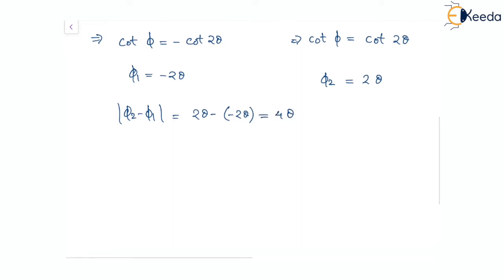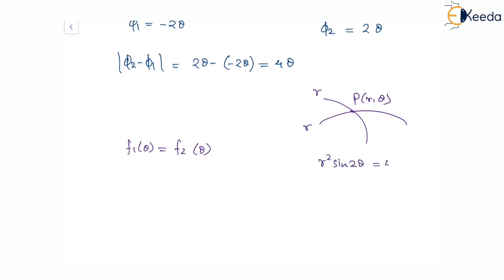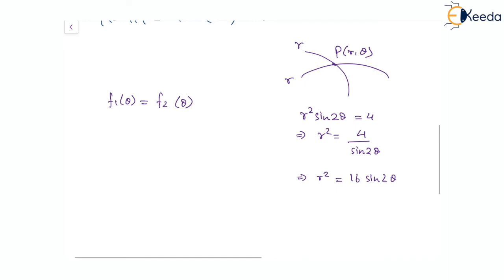And now we'll have to solve for theta. That is possible by finding the point of intersection of the two curves here. Let's say this is at r, theta. So f1 theta should be equal to f2 theta. That means starting from the curves provided, one of them was r square sine 2 theta equal to 4, that will be r square equal to 4 by sine 2 theta, and the second one was r square equal to 16 sine 2 theta. So this can be considered as f1 theta and this one as f2 theta.